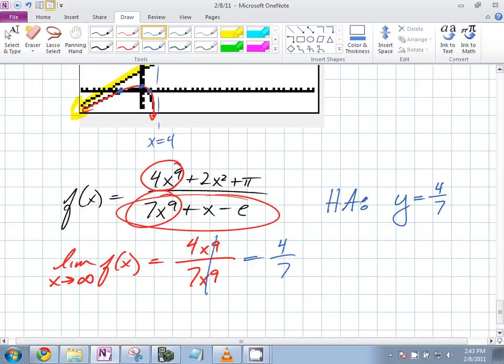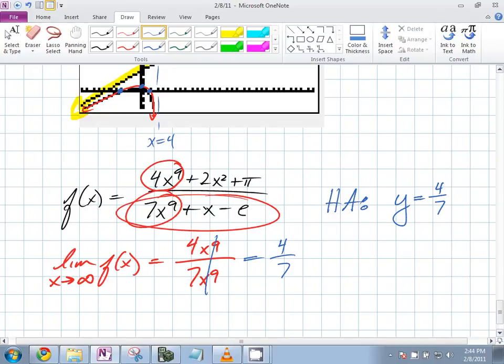Quiet time. Which terms were important? As x gets enormous, which terms are important? 4x to the 9th and 7x to the 9th. What about 2x squared, e, and x? As x gets huge, how important are they? Less and less and less. Think about it. If x is a billion, how big is e compared to a billion? Not much. The only ones that are going to matter are the leading terms.